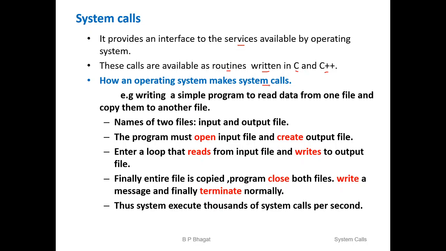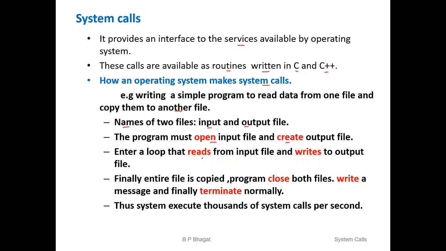So here is one simple example related to reading the data from one file and copying it to another file. What is required to do this is, first of all, we need the names of two files, that is the input file and the output file. Once these two things are available with us, we need to open the input file so that we can copy the content from the input file to the output file. Another thing required is to create the output file. If the file is already created, then we will abort, otherwise we'll continue.